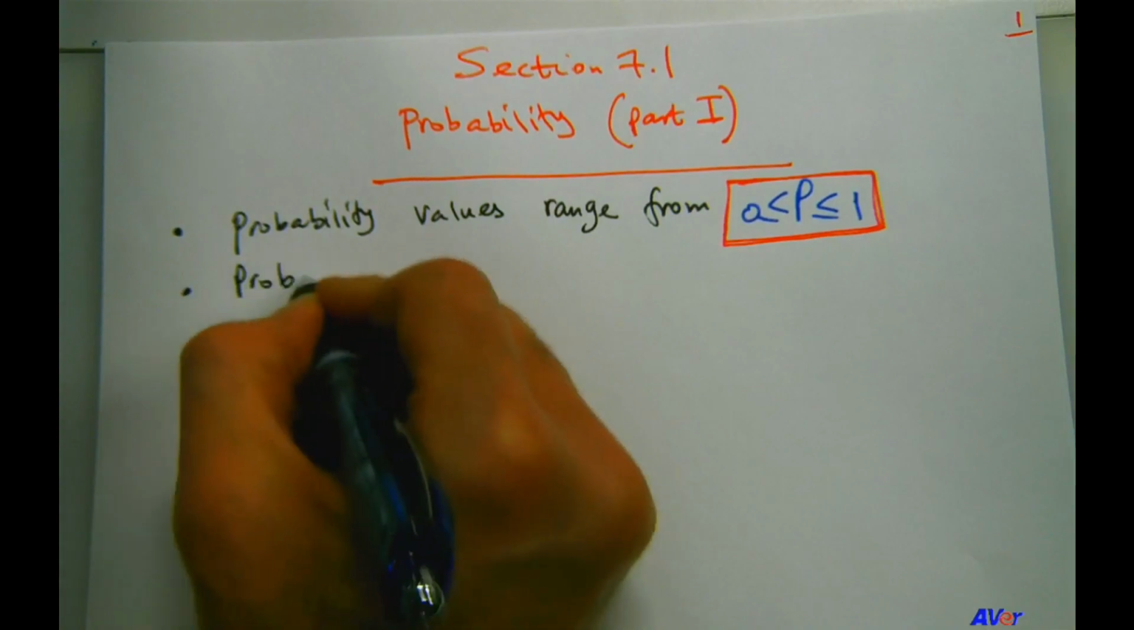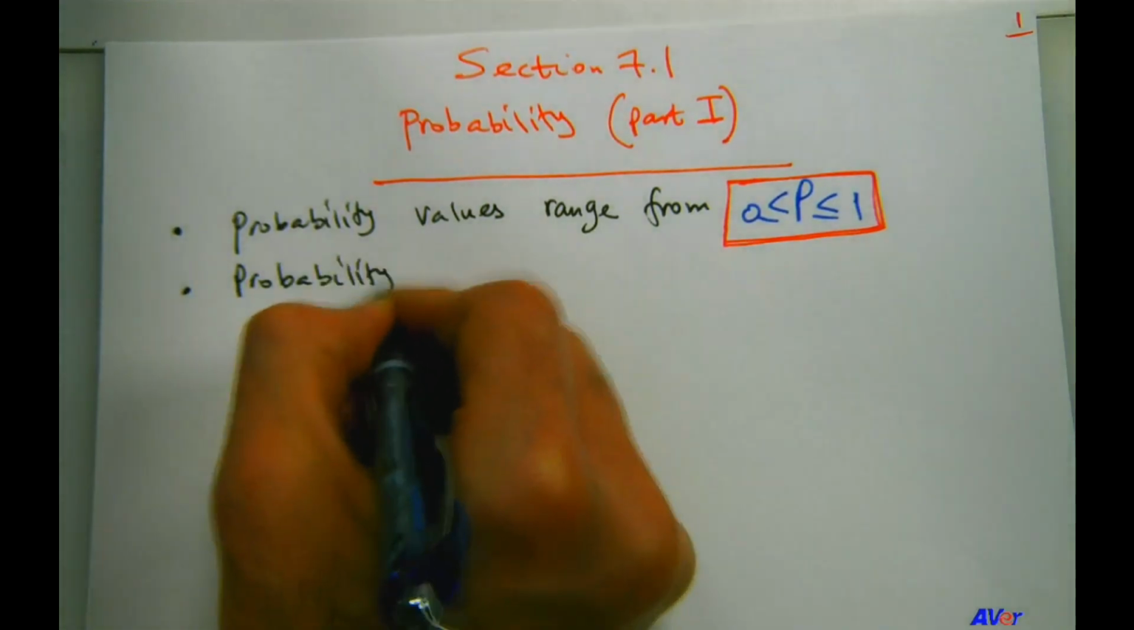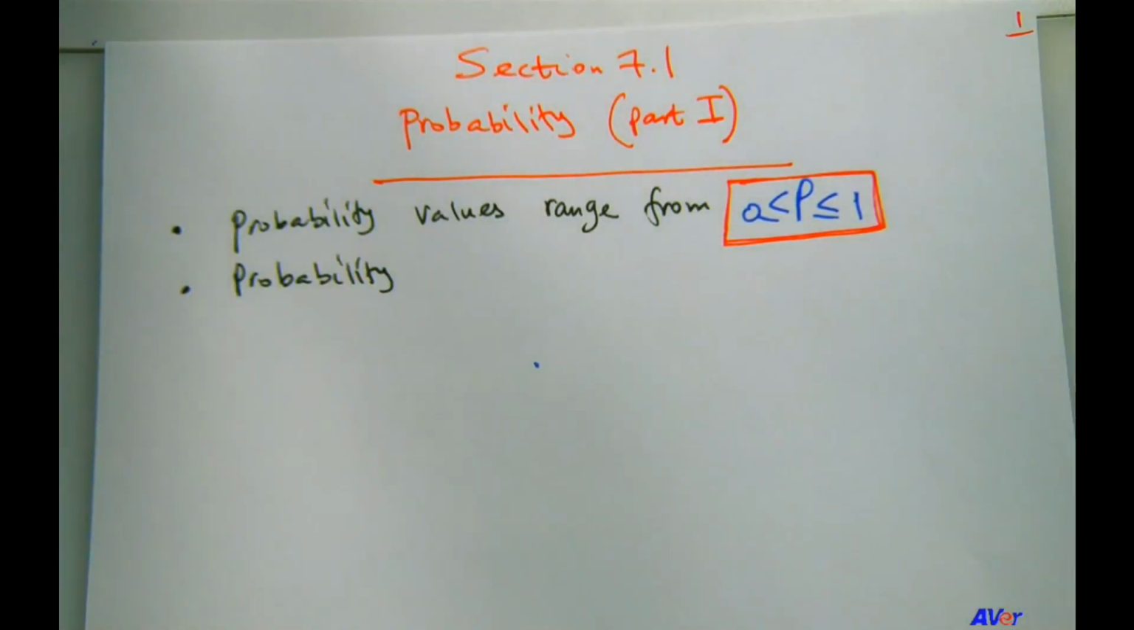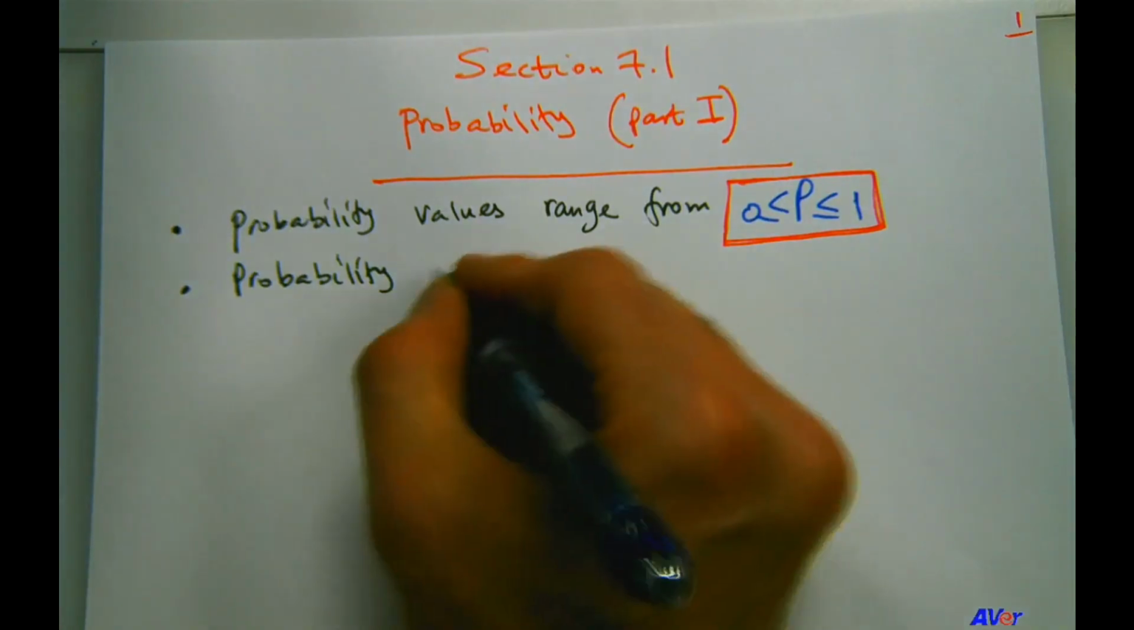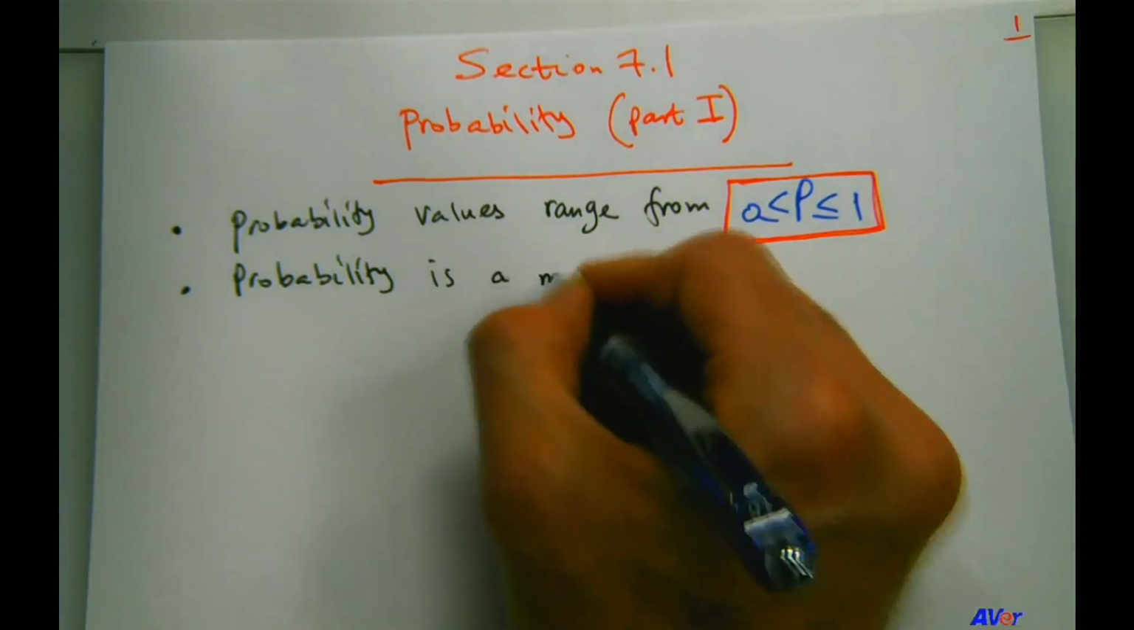So in mathematics or statistics, we'd like to quantify things. One of the things we'd like to quantify is uncertainty, and probability is a measure of uncertainty.